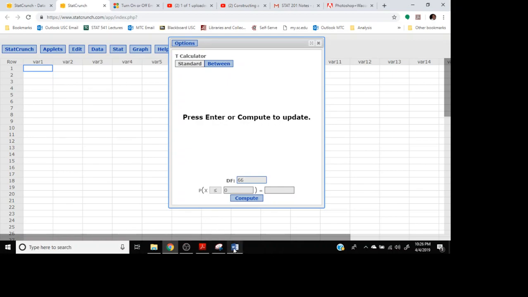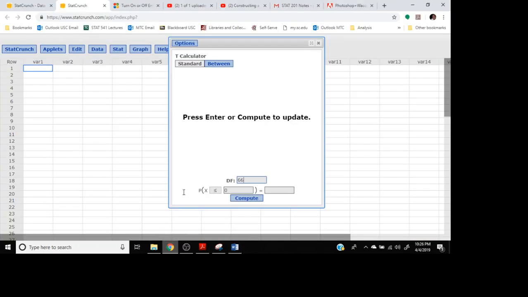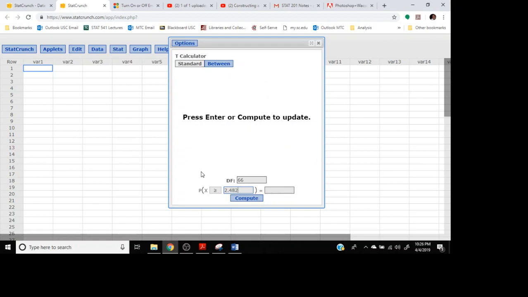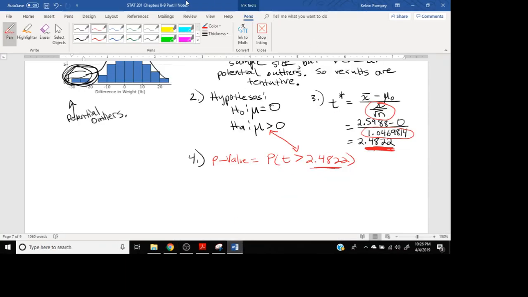Okay? Now, we know our t value. We have from our work here that t has to be greater than 2.4822. So when I go here, I know it has an X there, but it represents a t. Instead of less than, I'm going to have greater than, and I'm going to do that 2.4822. If I click compute, I'm going to see that I get a p-value or a result of 0.0078. And so my p-value in this example equals 0.0078. All right, that's my p-value.